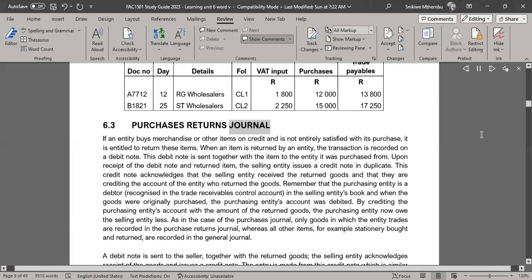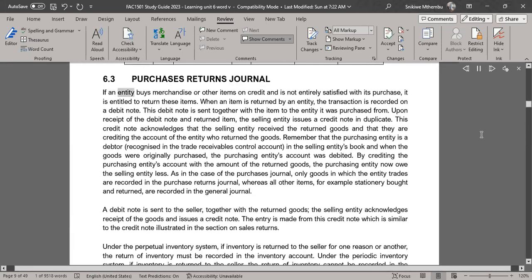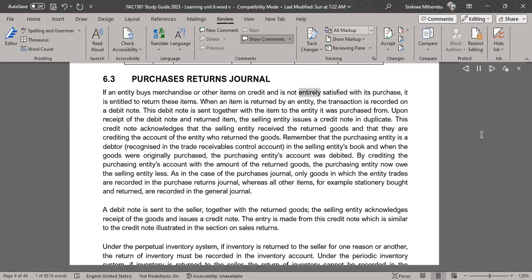Purchases Returns Journal. If an entity buys merchandise or other items on credit and is not entirely satisfied with its purchase, it is entitled to return these items. When an item is returned by an entity, the transaction is recorded on a debit note. This debit note is sent together with the item to the entity it was purchased from.